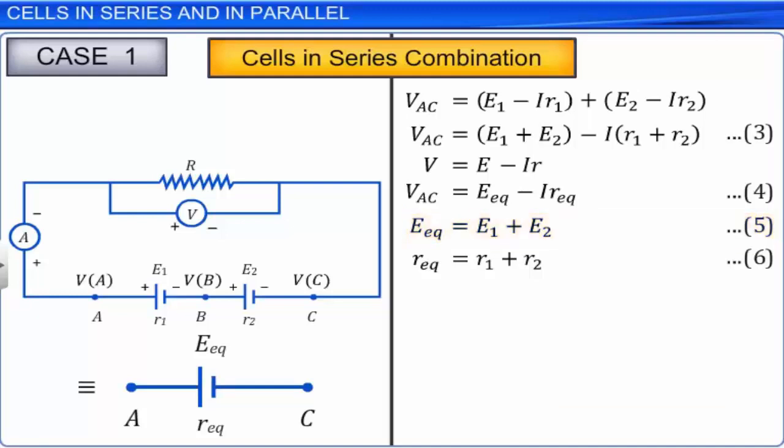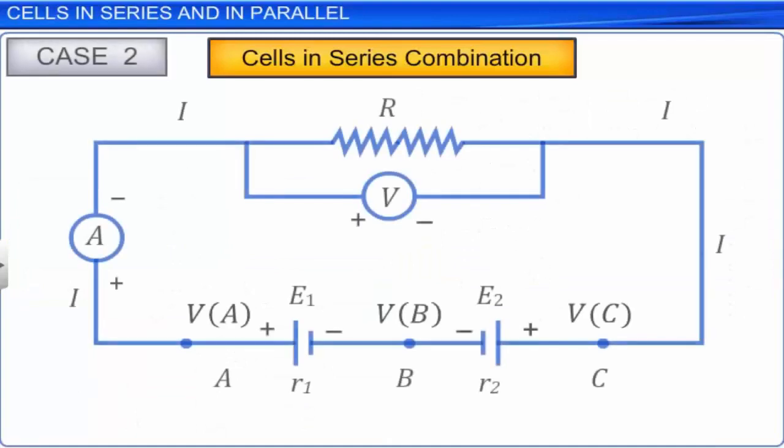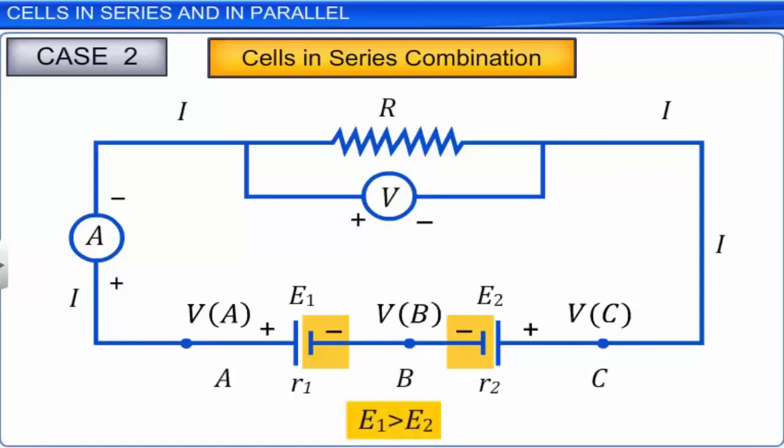Let us now observe changes in the equations when the negative terminal of the first cell is connected to the negative terminal of the second cell and E1 is greater than E2. Let us call this case 2. We will now proceed with the derivation just as in case 1.